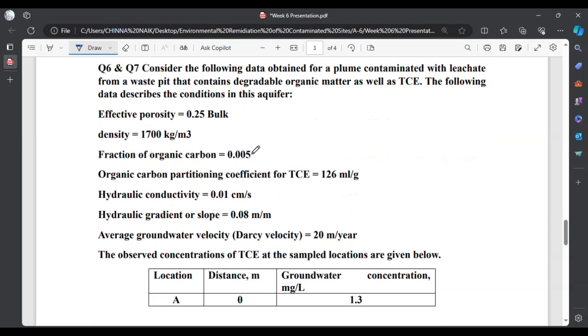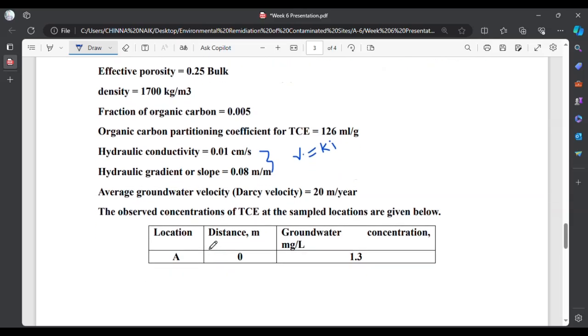They gave the effective porosity, bulk density, organic fraction of carbon, and the organic carbon partitioning coefficient of trichloroethane, and hydraulic conductivity and hydraulic gradient. From these two we will get the velocity, that is V is equal to Ki, Darcy's velocity. They also give the average groundwater velocity, Darcy's velocity 20 meters per year, and then the observed concentrations of trichloroethane at sample locations are given below.